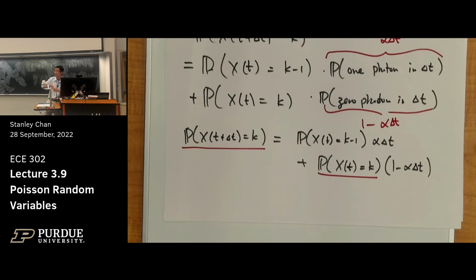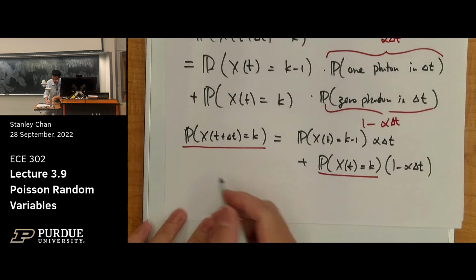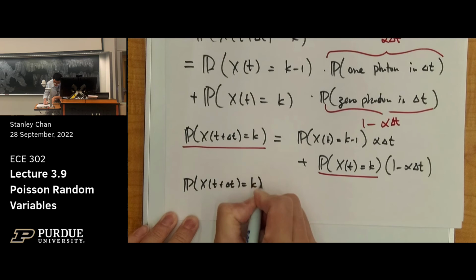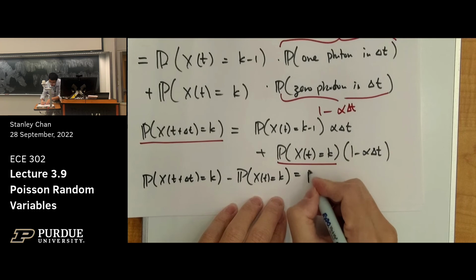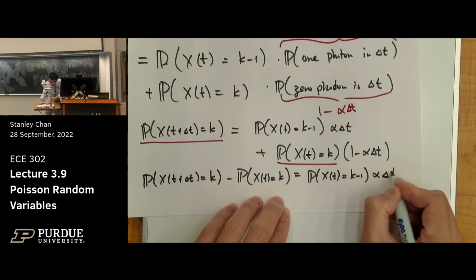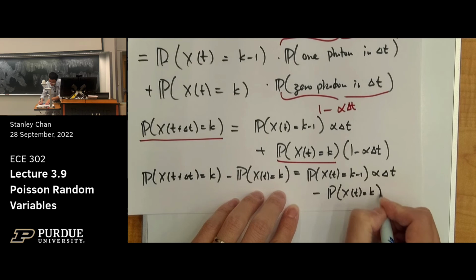Okay, now I have many terms on the right-hand side, but I'm going to move from time to the left-hand side. Then I have P of x of t plus delta t equals k minus the P of x of t equals k. So that will be something on the left-hand side. And now I have something on the right-hand side, which is the P of x of t equals k minus 1, that is alpha delta t, and I have minus P of x of t equals k, and then I have alpha delta t.